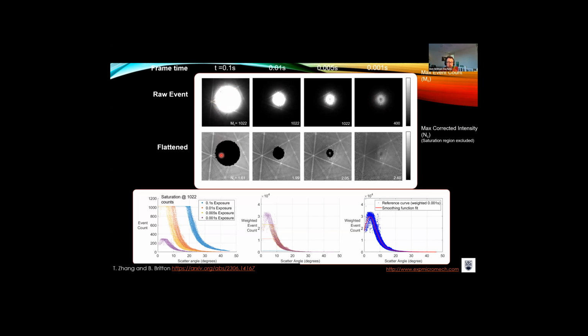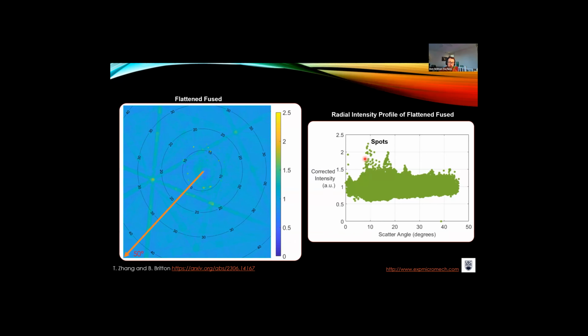So we can then take this data, and we flatten it because we can work out the profile. We do a radial sort of angular sum of this, work out the profile, and compress the profile based upon the total exposure time. We can get the reference curve, and then we can divide the experimental data by the reference curve, which gives us our flattened data. What's super nice about this is it enables us to access very large camera angles. So we can go up to 55 degrees from the primary beam.